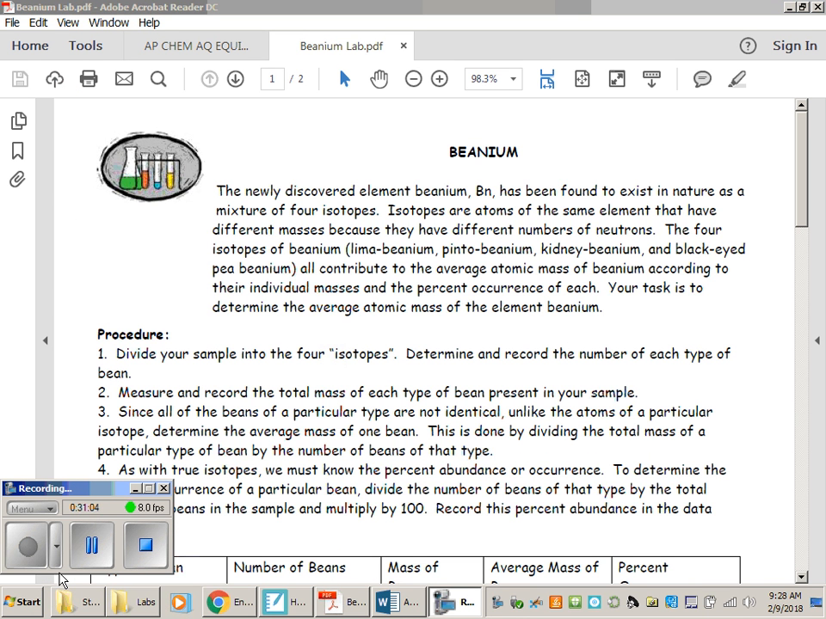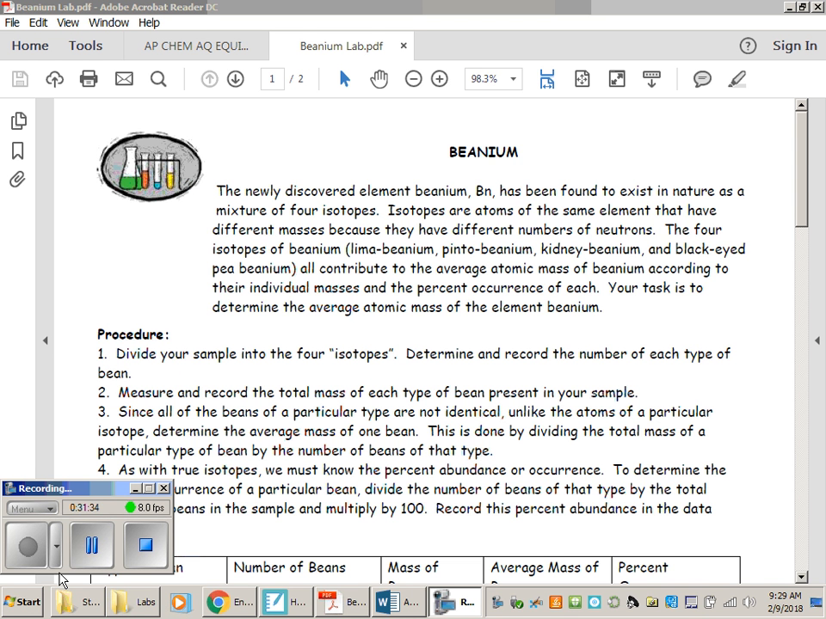Alright, so I'm going to give you guys probably 20 or 25 minutes to work through this process in the lab before I teach you about average atomic mass. So it's inquiry, you're discovering, you're talking, you're discussing what this means, okay? So you have a bag of beanium, which is the element beanium. So you have a bag of beans, and there are 4 isotopes of beanium. There's lima beanium, pentobeanium, black beanium, and another beanium that's in the bag.